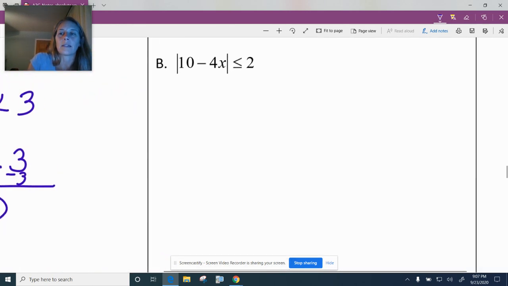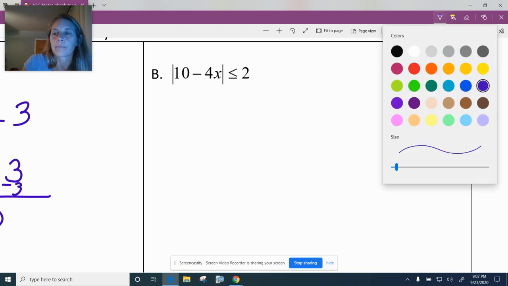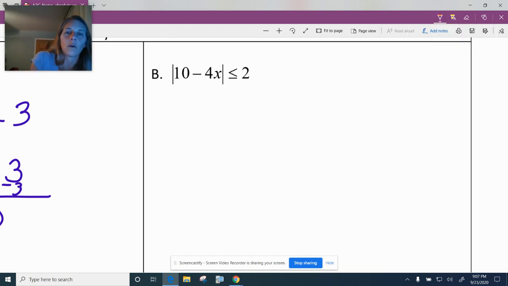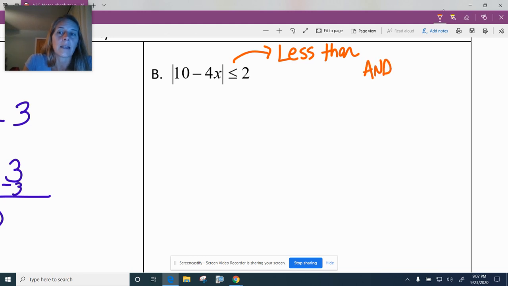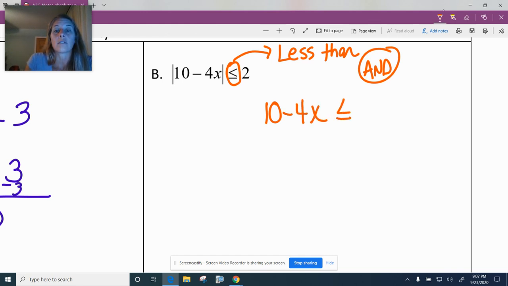All right, so let's take a look at example B. Okay, so this one's nice because our absolute value is already isolated, so we don't have to worry about moving anything over. This we can see is a less than, right? So it's going to be an and problem. So when you see this less than sign here, your absolute value portion is going to go in the middle, so 10 minus 4x, less than or equal to 2. So that part stays exactly the same.